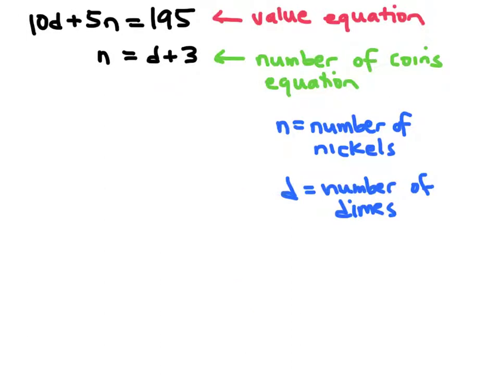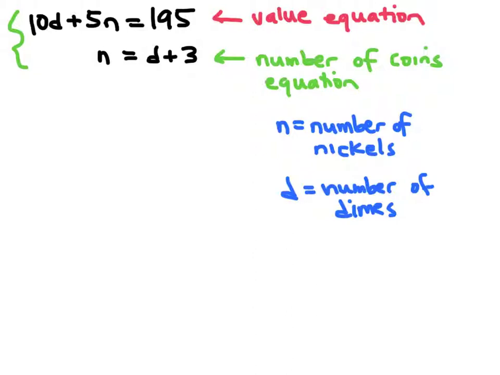So here we have our system of equations. 10d plus 5n equals 195. That's the value equation. And n equals d plus 3. That's the equation that deals with the number of coins. Keep in mind we named our variables. N stands for the number of nickels, and D stands for the number of dimes. So with this system of equations, we're now ready to solve it, and we have an option.